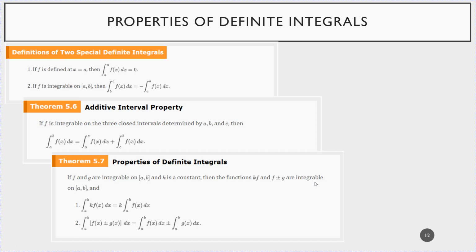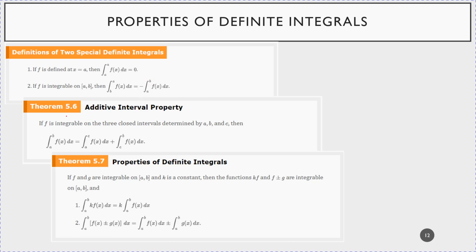First off, if f is defined at x equal to a, and you integrate from a to a of that function, that's just 0, because there's no width there. If you can find the integral on a to b, then the integral from b to a of f of x is equal to negative the integral from a to b. Notice that when you flip the bounds, it just changes the sign.